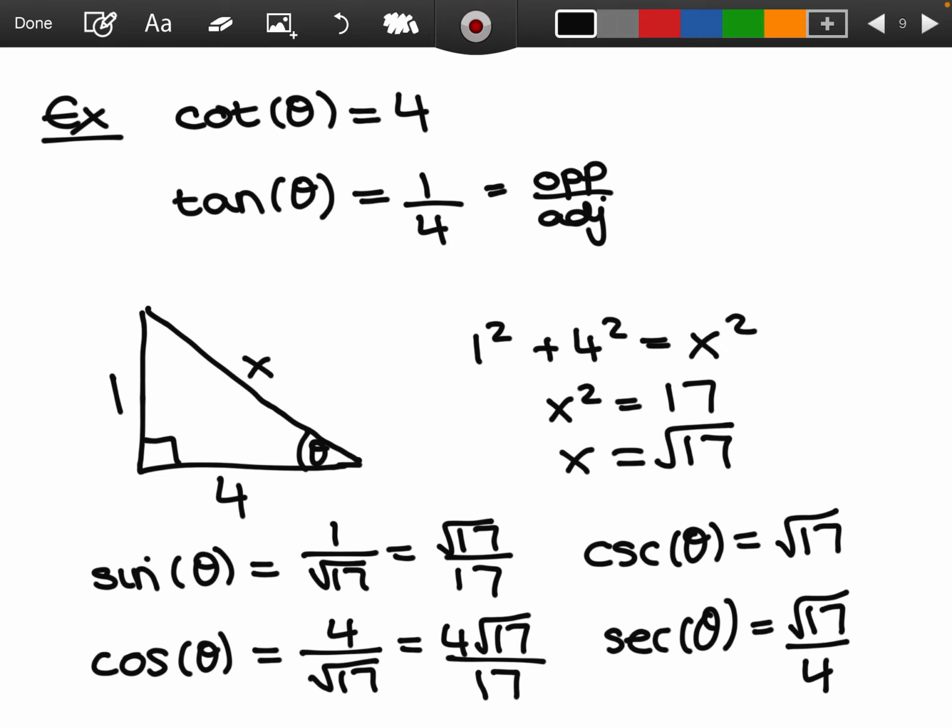So whenever you get one of these, you can immediately find the reciprocal function value for whatever you're given. Then you're going to draw out the triangle. Use the opposite, adjacent, and hypotenuse values as simply as you possibly can. So in this case, we knew that tan of theta was 1 over 4. So I set my opposite side as 1, my adjacent side as 4. Then I found my hypotenuse. Then I was able to find the rest of my trig functions. So I would always go about these problems in that same way.